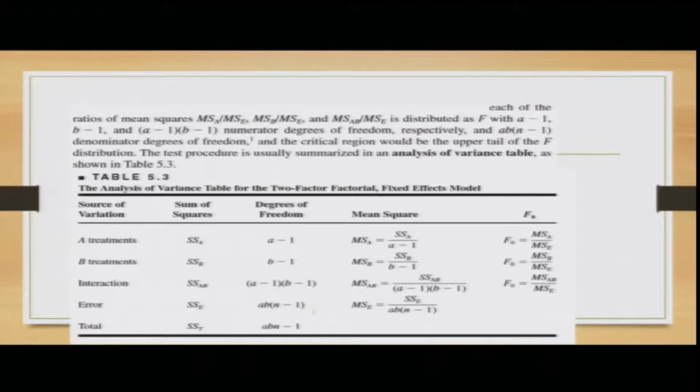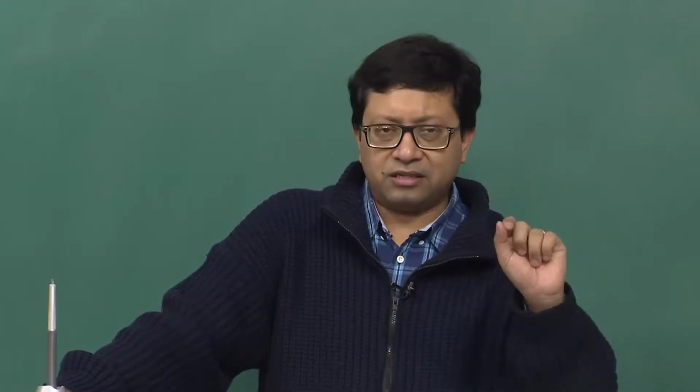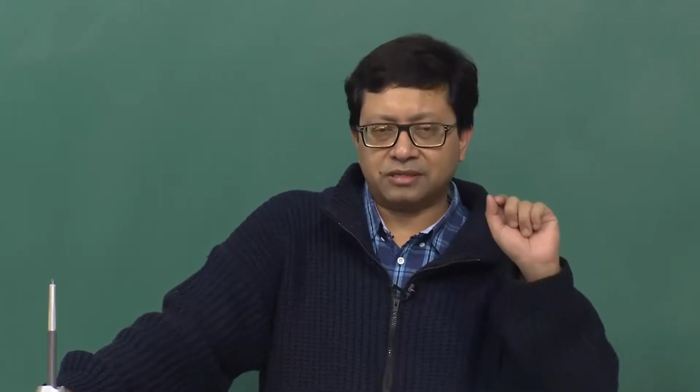The sources of variation due to the factors are given in the first column. So, here you would first have due to factor A or treatment A, then the second one would be due to factor B, the third would be the interaction, that is A into B, the fourth one would be the errors, and the fifth one would be the sum.